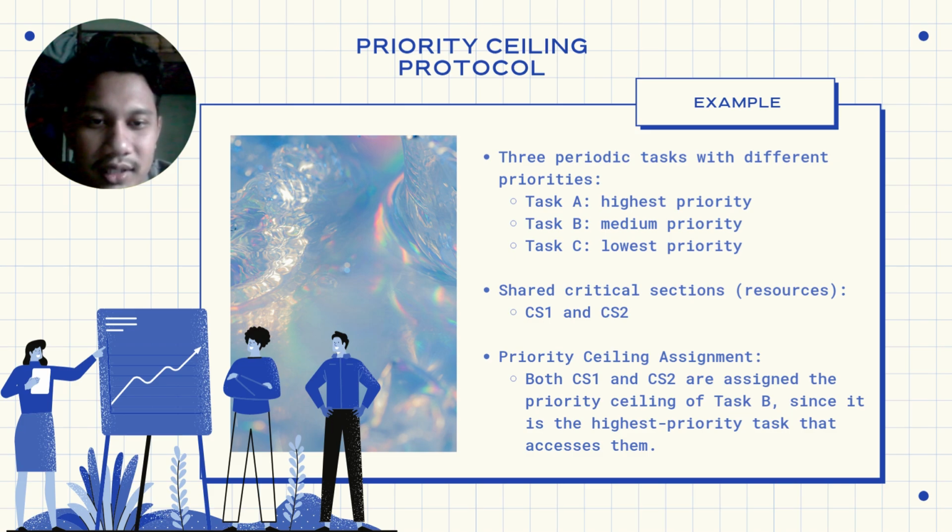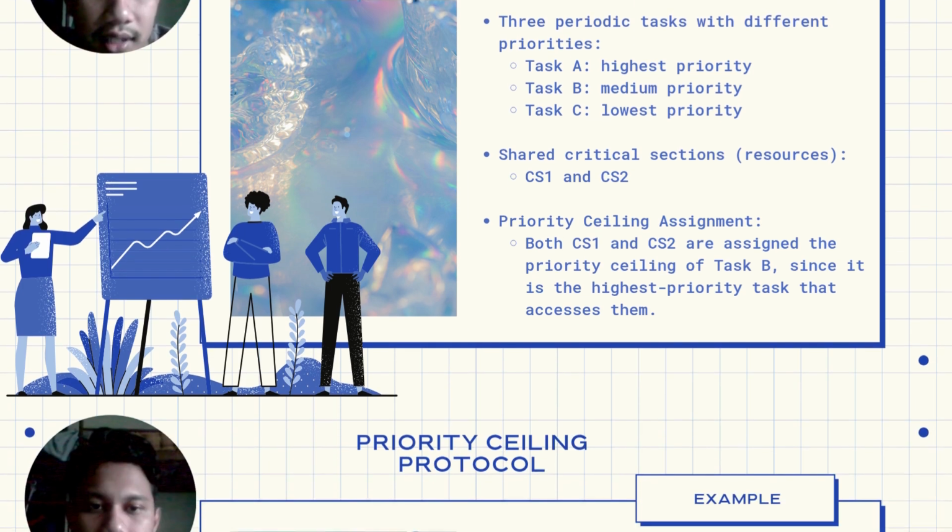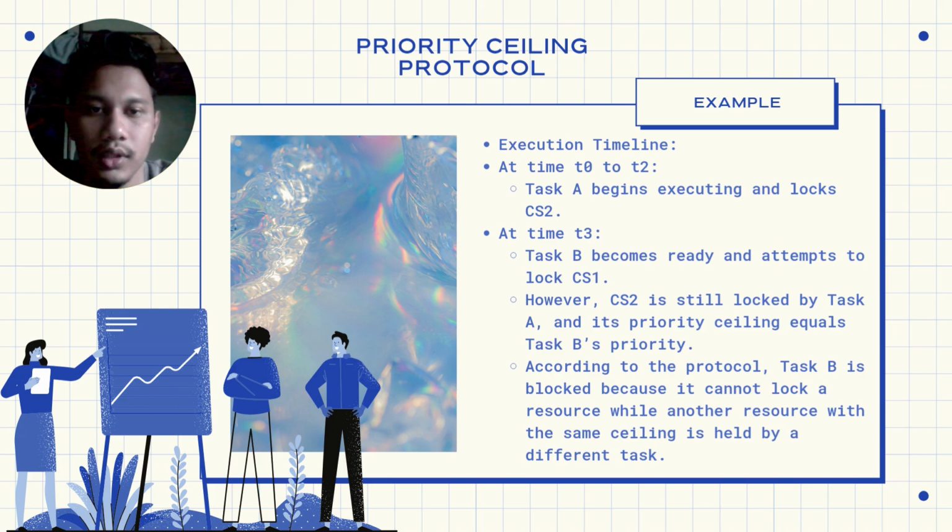Priority ceiling assignment. Both CS1 and CS2 are assigned the priority ceiling of task B since it is the highest priority task that accesses them. Execution timeline. At time T0 to T2, task A begins executing and locks CS2.